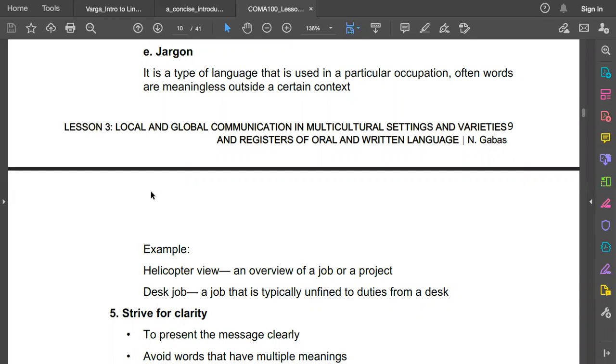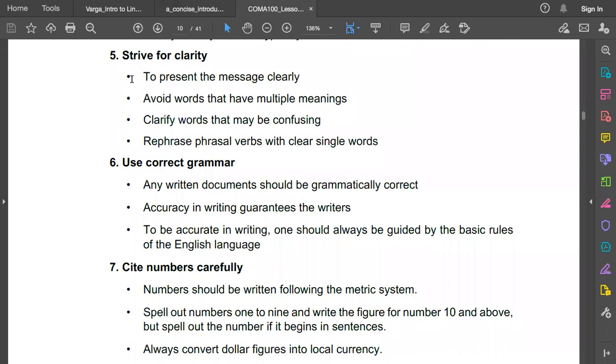Okay, next. Strive for clarity. We've always been discussing this, that your aim is to send a clear message and not to make things worse. Okay, next is use correct grammar. So any written document should be grammatically correct. Accuracy in writing guarantees the writer. To be accurate in writing, one should always be guided by the basic rules of the English language. So I think in all professions, everyone should be equipped, be somehow knowledgeable with basic English language, basic English rules.